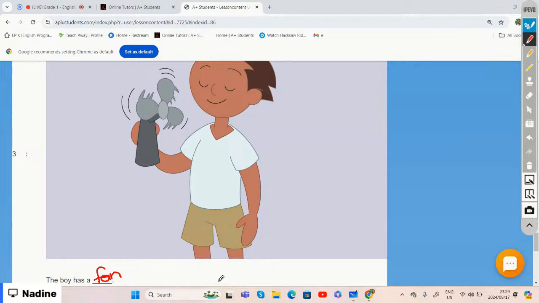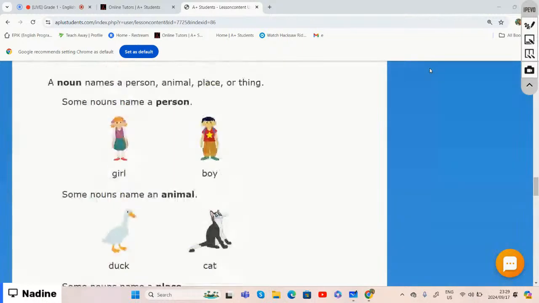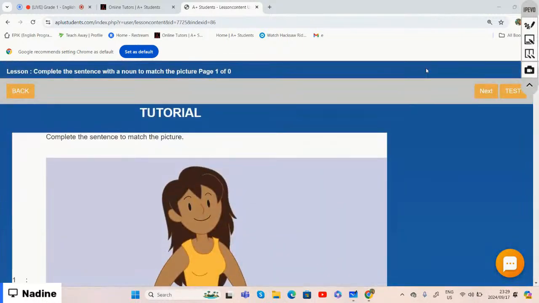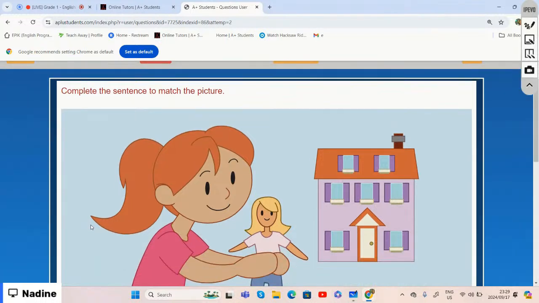So now we're going to our test. We are going to match the sentence, or the noun within the sentence, with a picture. And remember, a noun names a person, a place, a thing, and an animal, right? That is a noun. It names a person, animal, place, or thing.